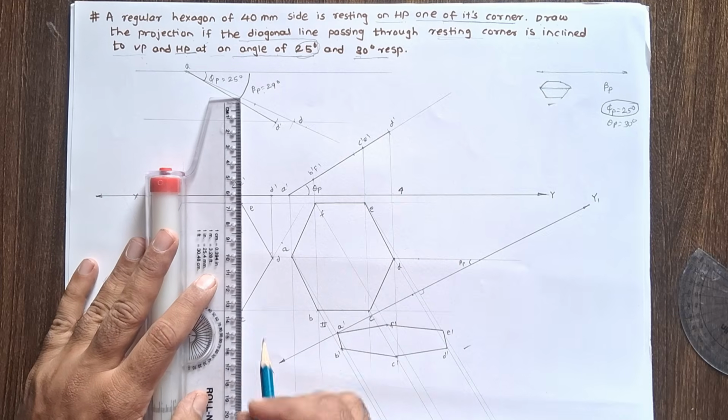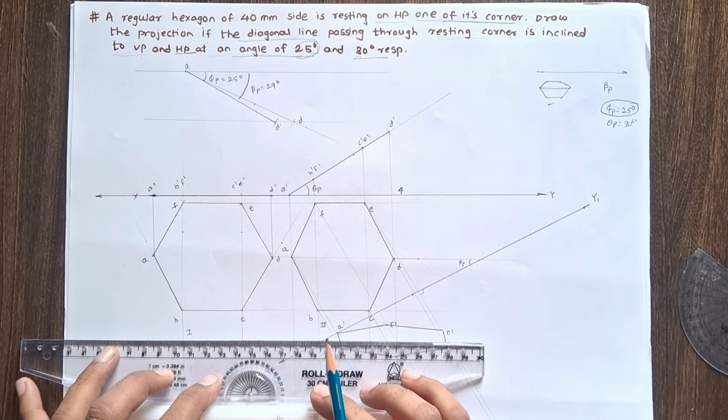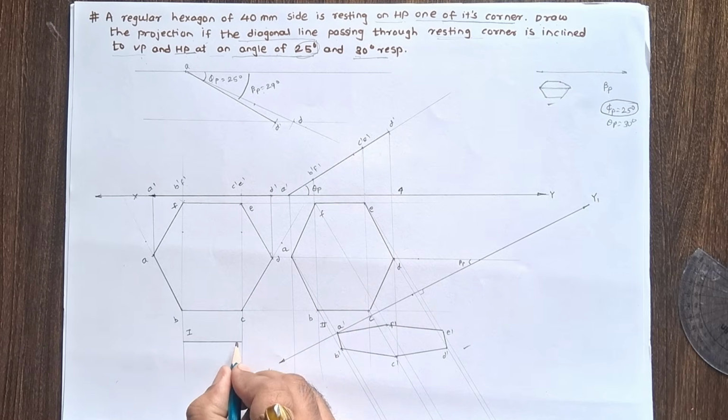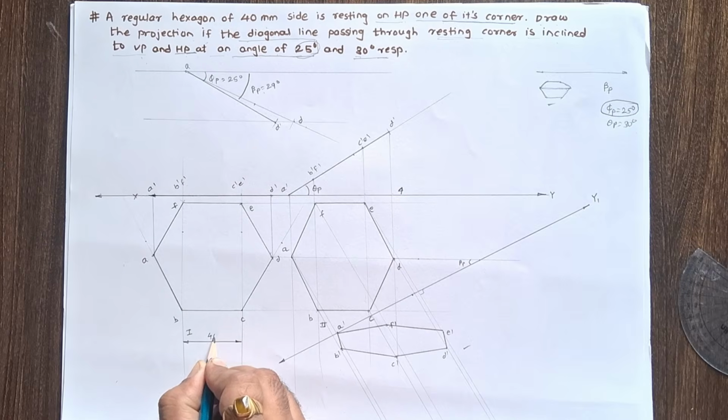Now give the dimension. So dimension have marks. So this is the h distance. So you can give the dimension. This dimension is 40 mm.